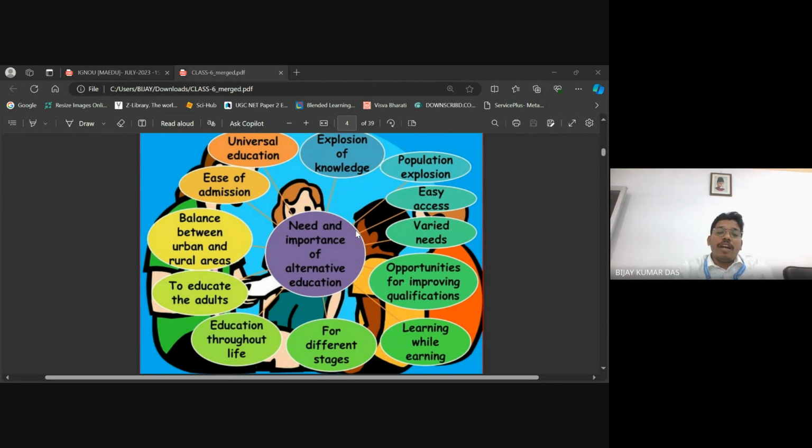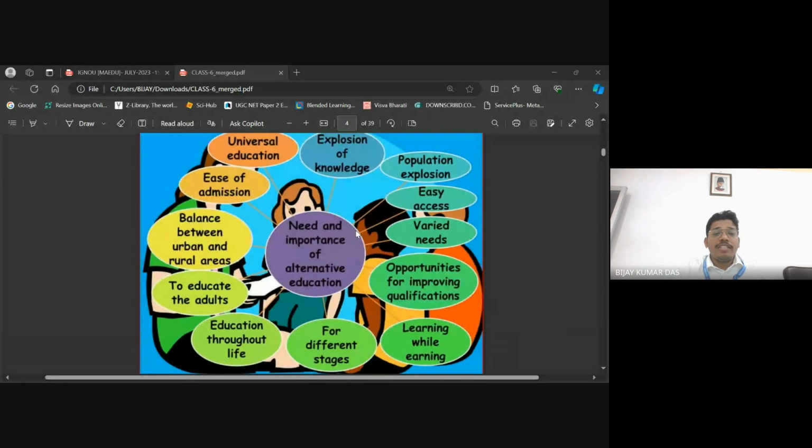Age of admission also, no restriction, no strictness. There is flexibility in taking admission in institutions. Hassle-free admission is there, and you have to inform yourself of the rules, regulations, and the admission criteria and protocol you have to follow. But there is ease of admission, no certain strictness.